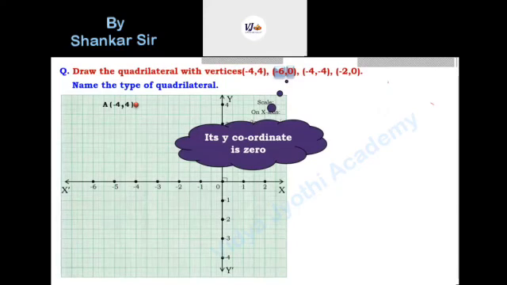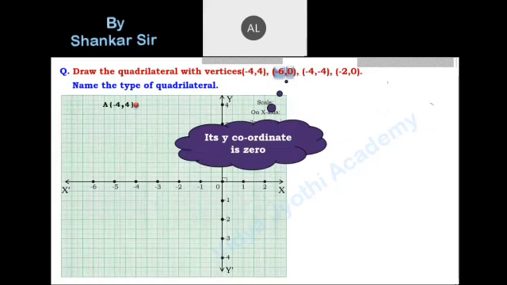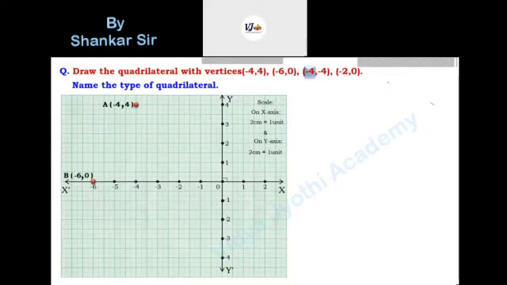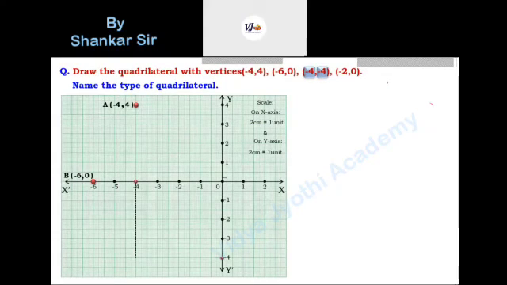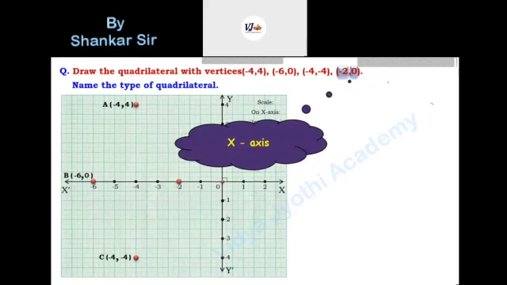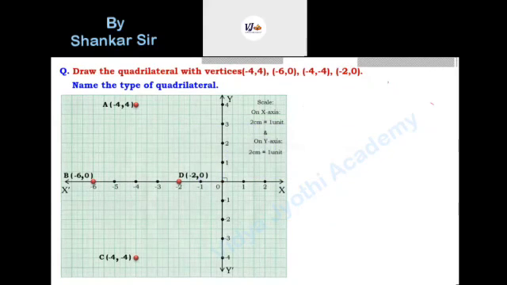Where does it lie? Minus 6, 0. It is not second quadrant. Students, where does it lie? On x-axis. Minus 6, 0. Then minus 4, minus 4. This point lies in third quadrant, right? Let us consider minus 4, minus 4 as C. And the next last point D, minus 2, 0. So it is also on x-axis.